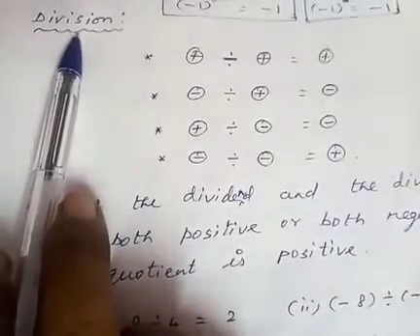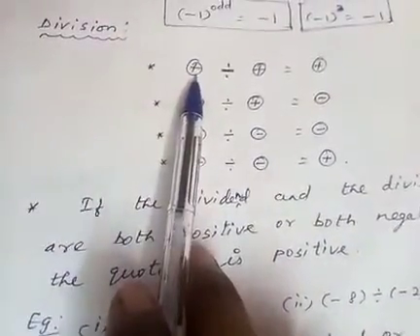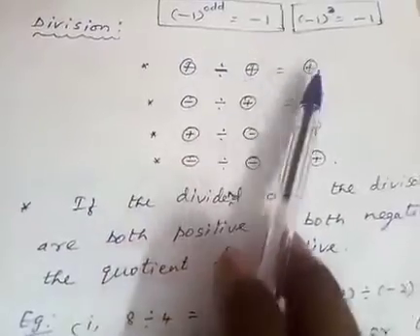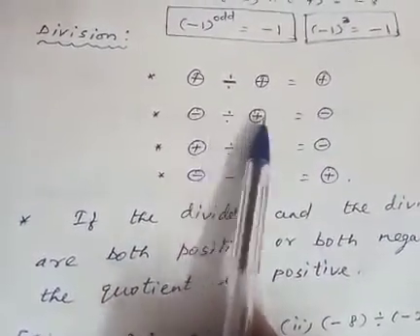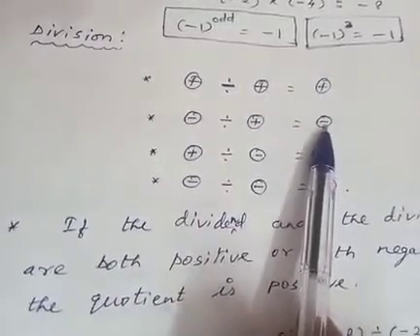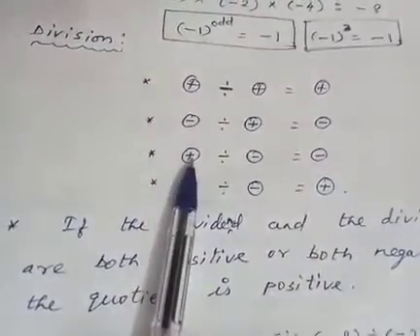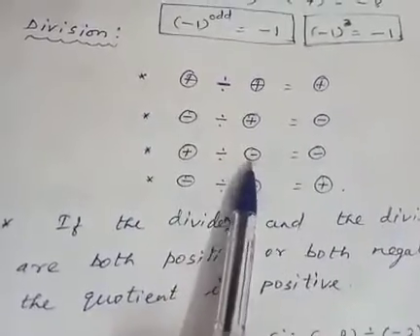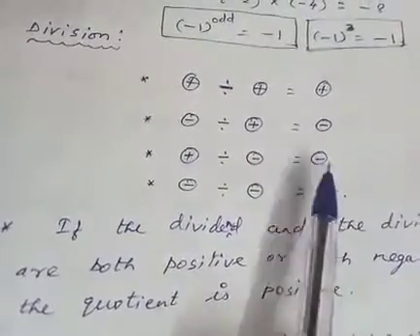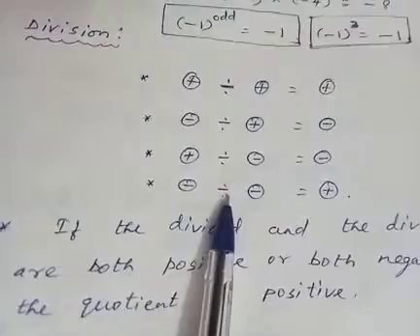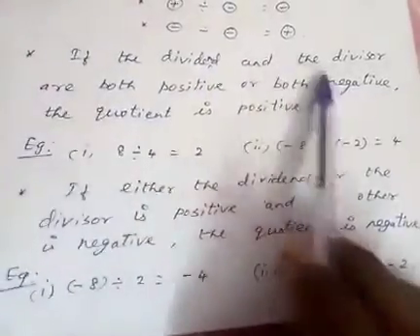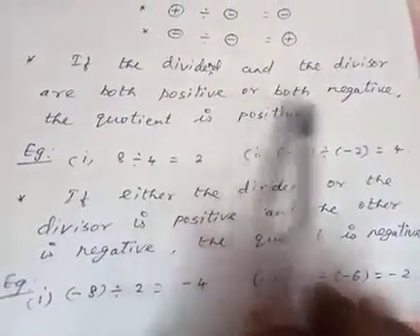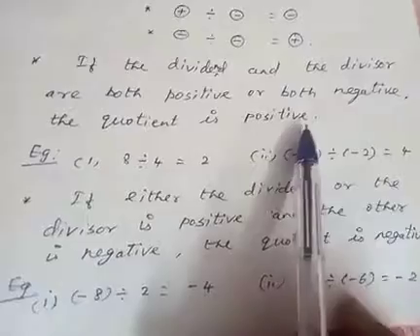Next one is division. A positive integer divided by a positive integer is a positive integer. A negative integer divided by a positive integer is a negative integer. A positive integer divided by a negative integer, we get a negative integer. A negative integer divided by a negative integer, we get a positive integer. If the dividend and the divisor are both positive or both negative, the quotient is positive.